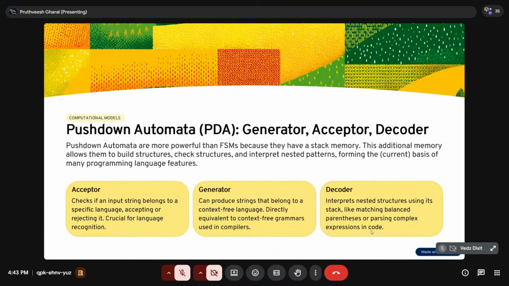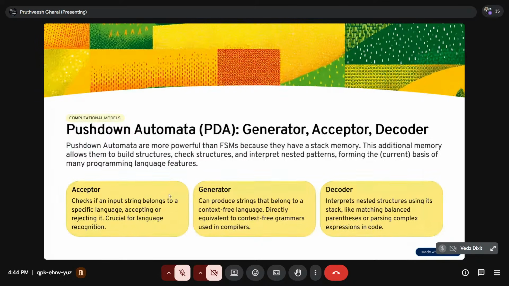Now, this is asked in the syllabus, so I'm going to discuss it. Define a pushdown automaton as a generator, as an acceptor, and as a decoder. So we saw in the finite automaton that it was an acceptor, right? It was an acceptor of a regular language.